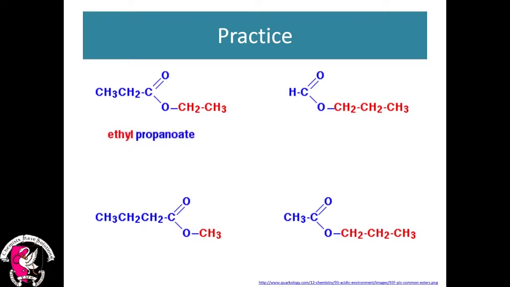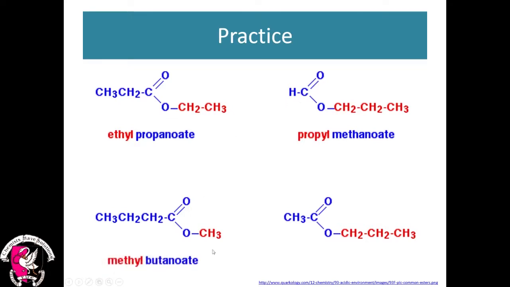Right, so first one, ethyl propanoate. Ethyl, because obviously this is the 2 carbon part, this came from the alcohol, and the propanoate because it's 1, 2, 3 carbons, and that's obviously from propanoic acid. So ethyl propanoate. Over here we have propyl methanoate. Okay, so we've got propyl because this section came from the alcohol, and it's 3 carbons long, and then this part which came from the carboxylic acid, and it's just 1 carbon, so that's methanoate.